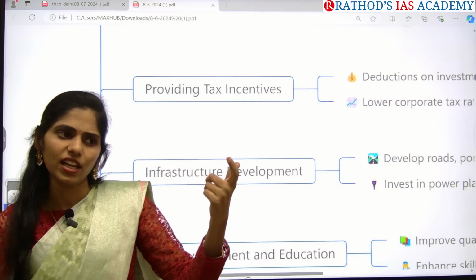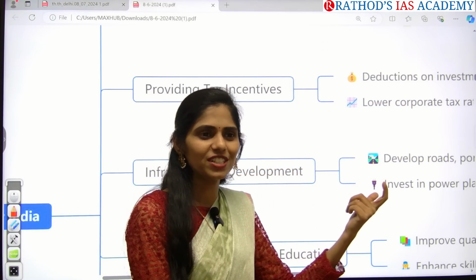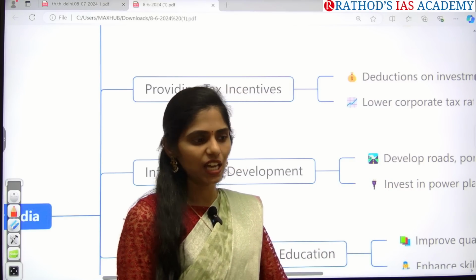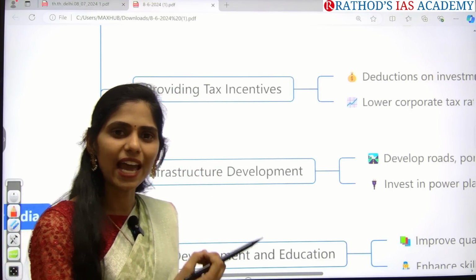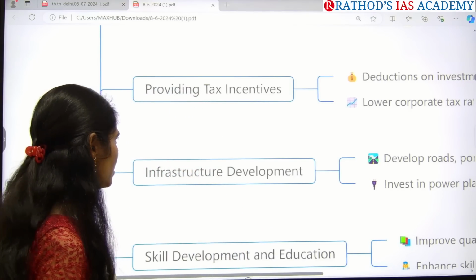The second measure is that we have to provide tax incentives. If tax is high, would people want to invest in that? No, right? So in that sector, we have to at least try to reduce the tax, or else we can provide some tax-based incentives to companies.